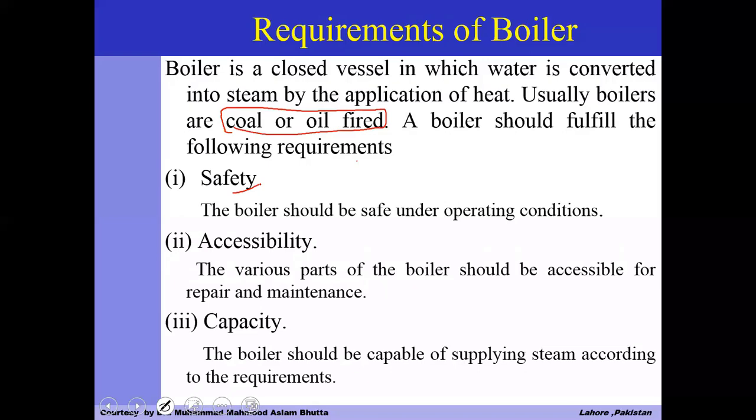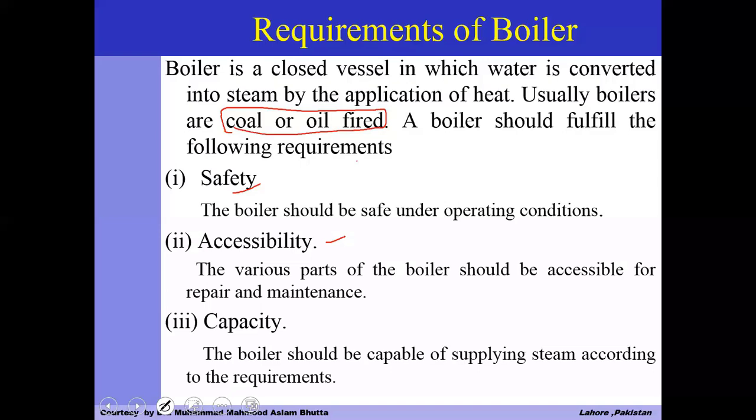Next one is accessibility. For the repairing or maintenance of any component, the design of the component should be in such a way that maintenance and repairing are easy. So if some type of maintenance is required, then the boiler parts should be designed in such a way that they can easily be accessed.